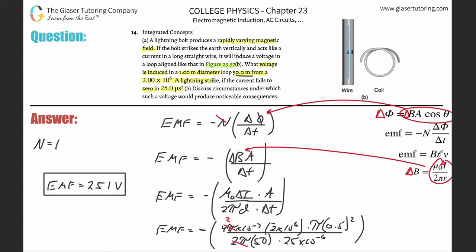Move on. Wow, this coffee is fantastic today. Letter B: discuss circumstances under which such voltage would produce noticeable consequences. I don't know, maybe if you got hit by it. Maybe that would be a circumstance under which such voltage would produce noticeable consequences.